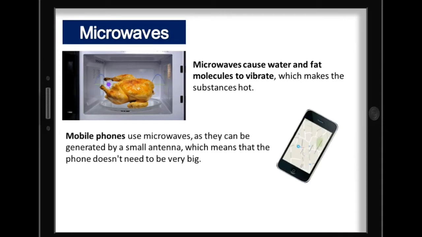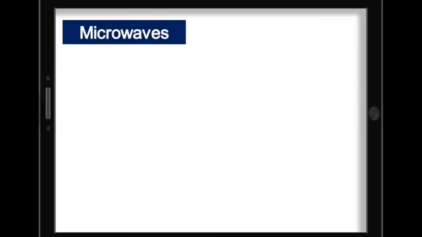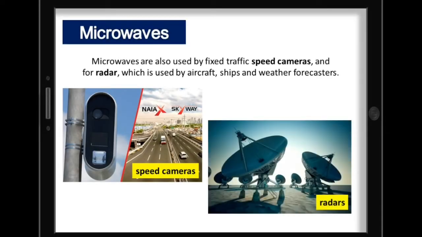Mobile phones use microwaves as they can be generated by small antenna, which means that the phone doesn't need to be very big. Wi-Fi also uses microwaves. Microwaves are also used by fixed traffic speed cameras and for radar, which is used by aircraft, ships, and weather forecasters.